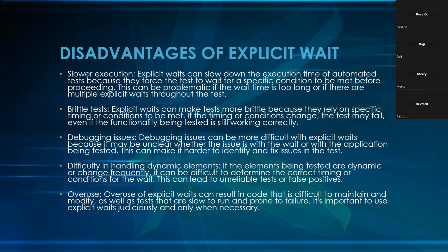Debugging issues. Debugging issues can be more difficult with explicit wait because it may be unclear whether the issue is with the wait or with the application being tested. This can make it harder to identify and fix issues in the test.